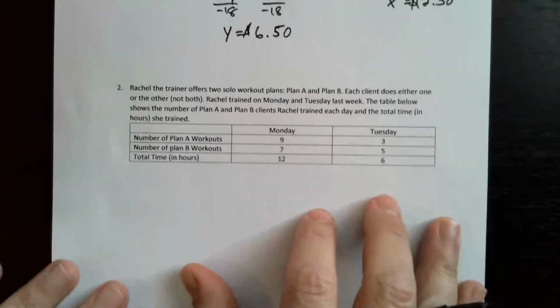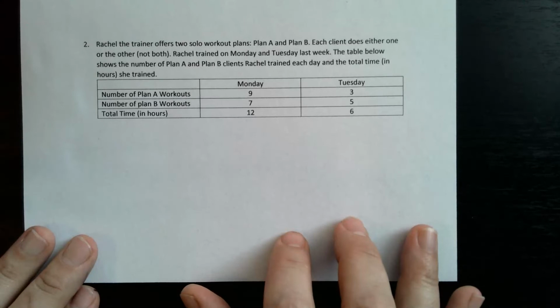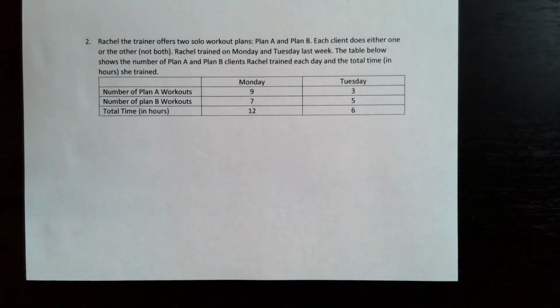Okay, let's do this one. So Rachel, the trainer, offers two solo workout plans, Plan A and Plan B. Each client does either one or the other, not both. Rachel trained on Monday and Tuesday. The table below shows the number of Plan A and Plan B clients Rachel trained each day and the total time that she trained. So we're going to set up these equations based on the day.